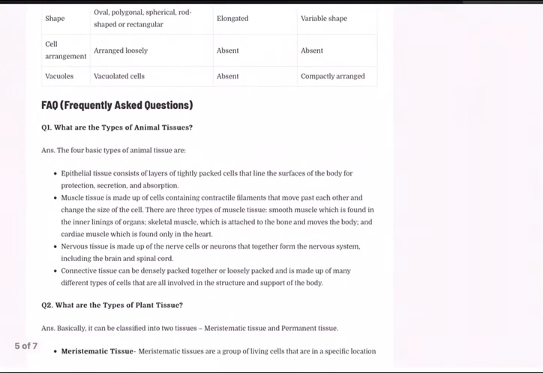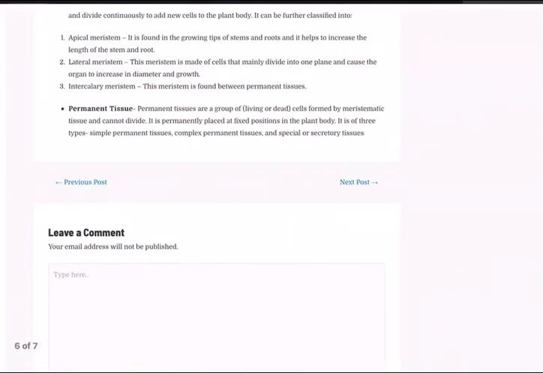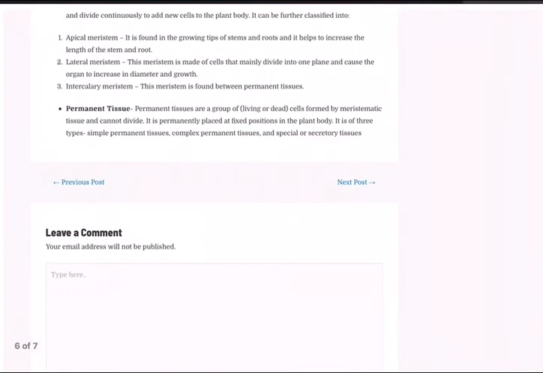So there will be some viva questions related to this also. What are the types of animal tissues? Of course, we said just now. Then what are the types of plant tissues and the permanent tissues, like meristem? 3 types of meristem will be there: apical meristem, lateral meristem, intercalary meristem. As the name suggests, apical means apex. It is found in the growing tips of stem and root and helps to increase the length of the plant.